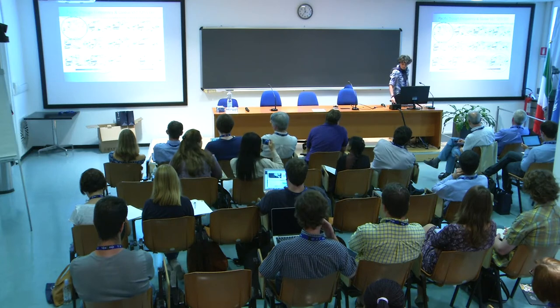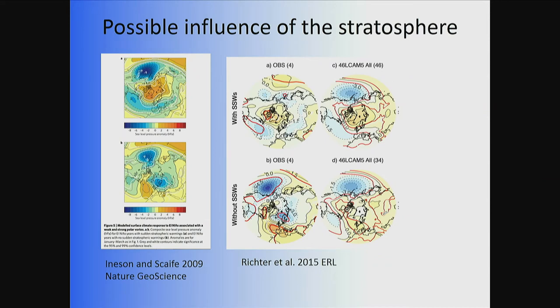So let's look for some candidates for this difference. And again, the only thing that I could think of is something related to the stratosphere. And there are papers. I put only Ineson and Scaife 2009, but there is Cagnazzo and Manzini in the same year, just looking at the influence of stratospheric warming during El Niño, amplifying or not the response to El Niño in the mid-latitudes. And in their model, they found that stratospheric warming helps to have a better response to El Niño.